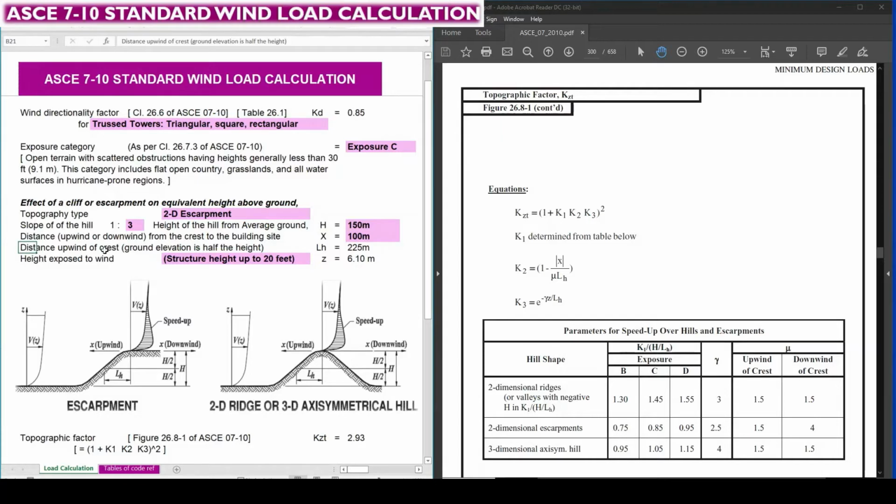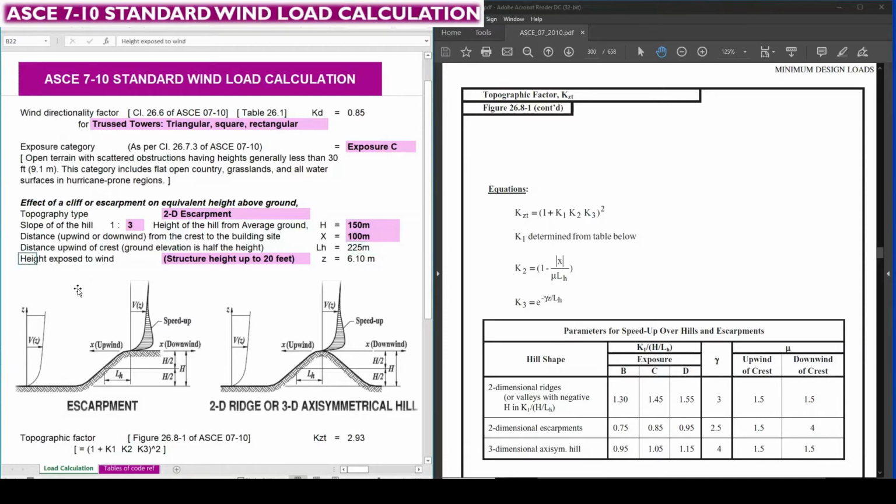Distance upward of crest, ground elevation is half of the height. From the half of the height, that is at H/2 level, to the crest, in the picture it is mentioned as LH. The same LH is to be calculated based upon the slope and the height of the hill. Our slope is 1 in 3 and our height is 150. Multiplying by 3, I am getting 450 as LH to be considered as a half of the height. So I am dividing it by 2, and we are getting 225 as LH.